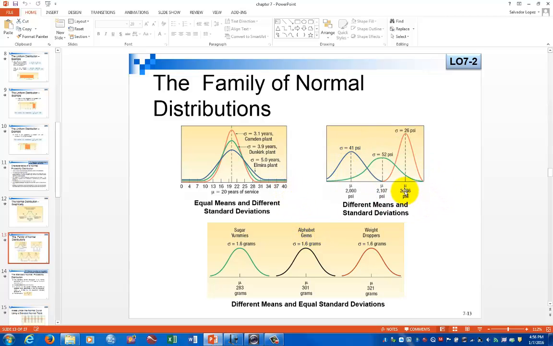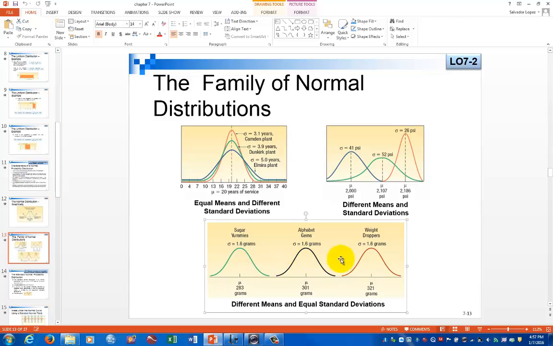Here, for example, we have three different normal distributions. And they have a peak here. This one has a peak at 2000, this one at 2107, and this one at 2186. And they have also different standard deviations. This one here in red is more narrow than the one in green. The one in green is more wide.